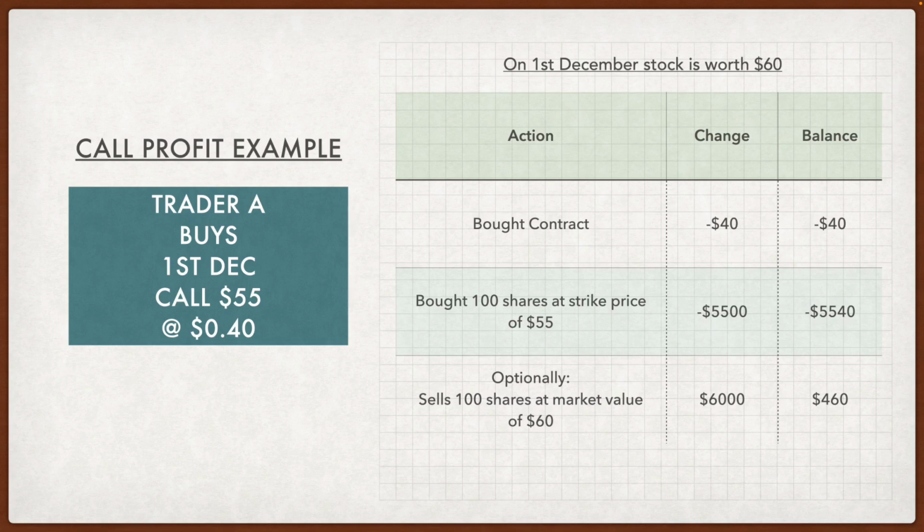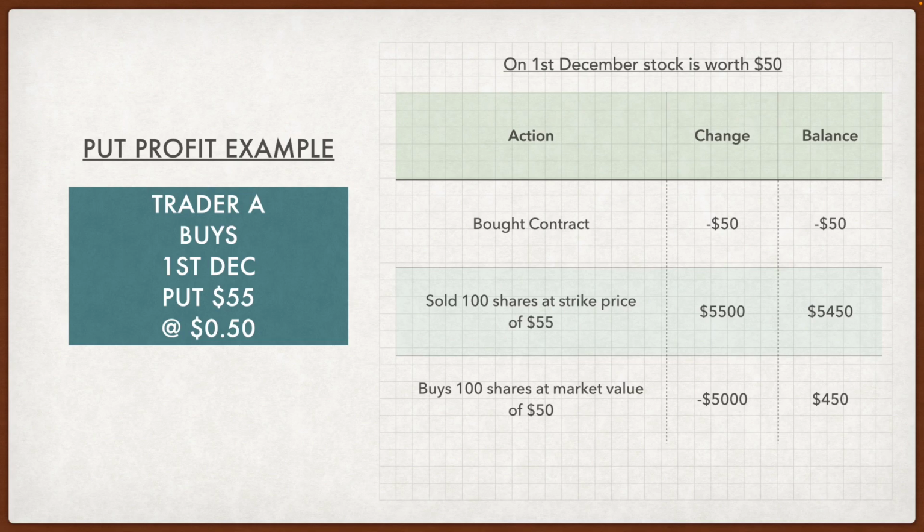At first, they bought a contract and they paid $40 for that contract, so they are down $40. Then on the 1st of December, they bought 100 shares at the strike price of $55, for which they pay the full amount, $5,500. So currently they are $5,500 and $40 down. However, they now own stock that's worth $6,000. They can either choose to keep that if they think the market value of the stock will continue to increase, or they can sell it for an immediate credit of $6,000, resulting in a total profit of $460.